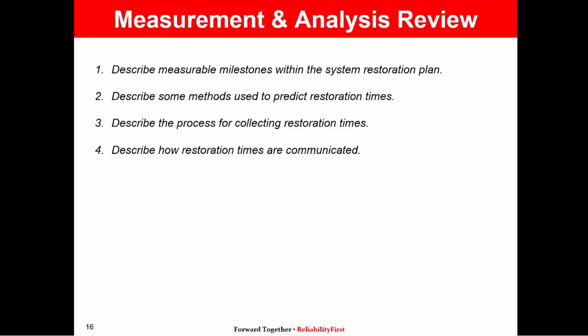3, describe the process for collecting restoration time. As mentioned before, equipment failures may be reported anytime during the restoration process and may come through field operations personnel who will develop plans and the time to replace the broken equipment, and then that handed up to a supervisor, manager, etc. But understanding that process and having a repeatable process is the key. 4, describe how restoration times are communicated. Restoration times may be communicated intercompany to provide status of the ongoing restoration efforts.